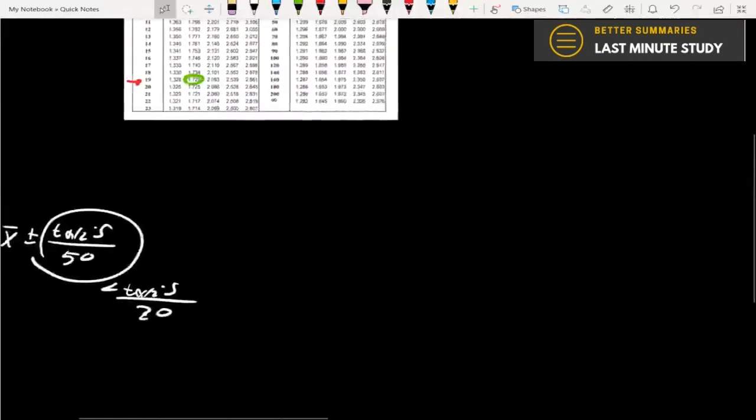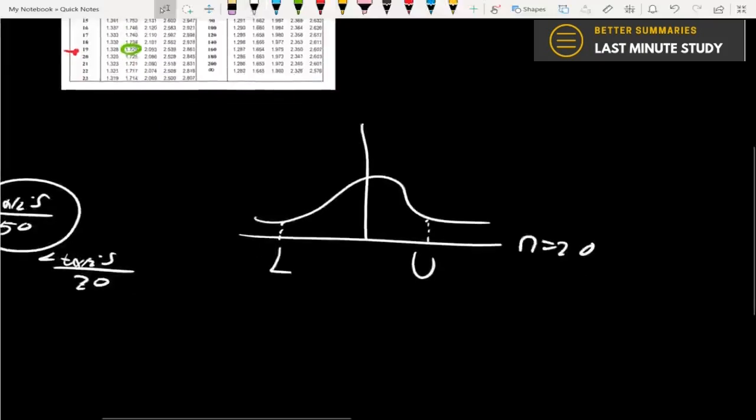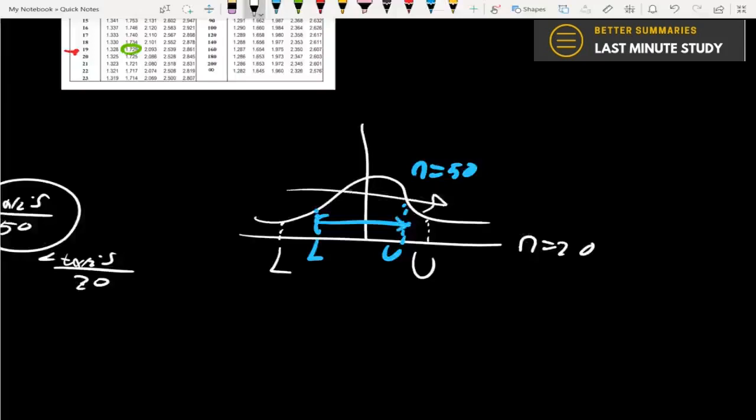Suppose this is the lower limit, and here is our upper limit, in the case n is 20. And now the case n is 50. We suddenly have here our lower and upper limits. This is the distance. And what do we see? We see the distance decreases. So the length of our interval decreases as n increases. And that makes sense, right?